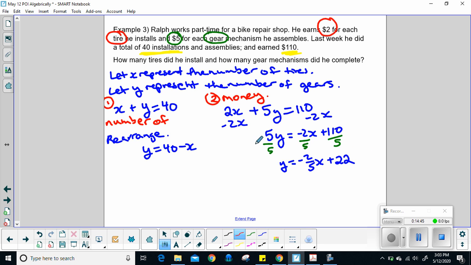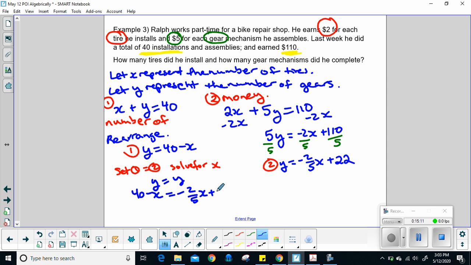So now I have my equations. They've been rearranged. So this is still equation 2. This is still equation 1. So now we've got y equals for both of them. So now we can set them equal and we'll solve. Perfect. So I'm going to set 1 equal to 2, and then I'm going to solve for x. So let's see. I'm going to have y equals y. So I've got 40 minus x equals negative 2 over 5x plus 22.